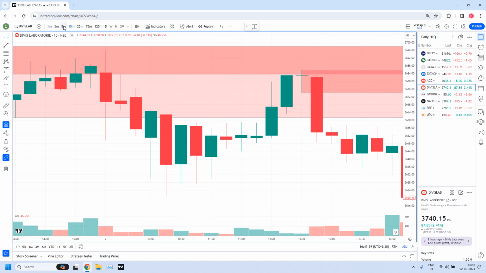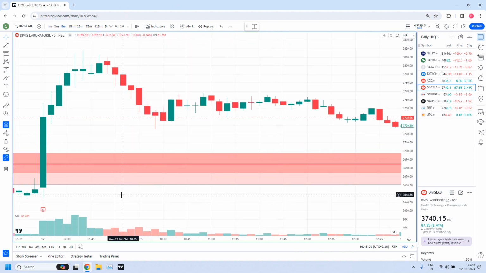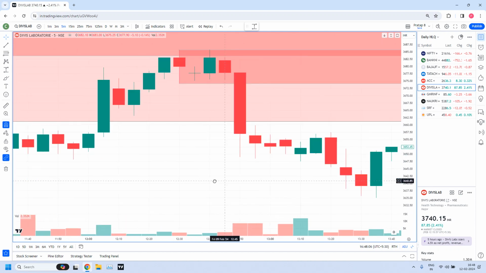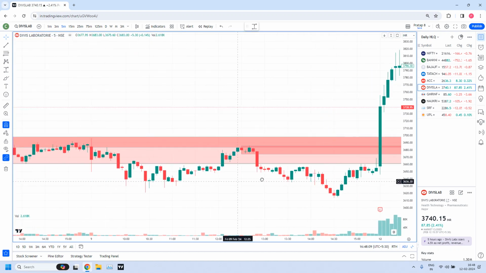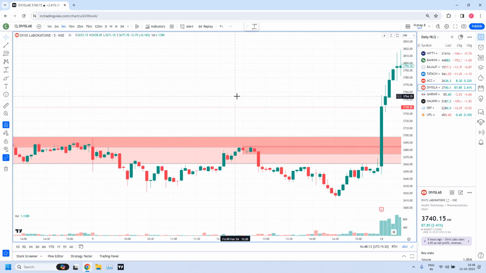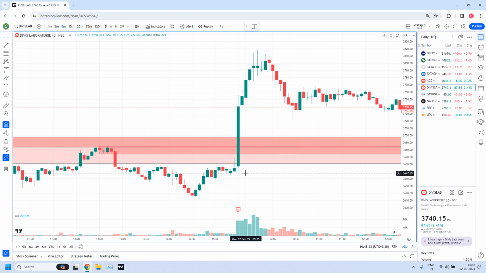But see the 5 minutes. Now you yourself will tell. Look into this 5 minutes. We have a rally candle. We have a drop candle. In between, base candles 1, 2, 3, 4, 5, 6, 7, 8. When you have this many base candles, what will happen to the zone? The zone will be easily violated.